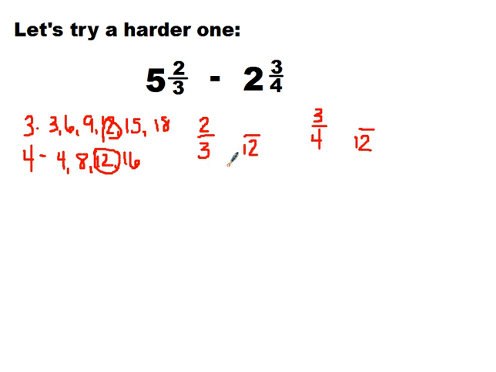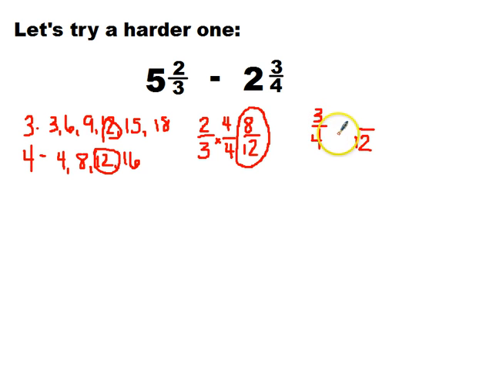Okay, so I've got to change thirds to 12s. 12 divided by 3 is 4. So I'm going to multiply by 4. Do it to the bottom, do it to the top. 2 times 4 is 8. Okay, so 8/12 is my first fraction.